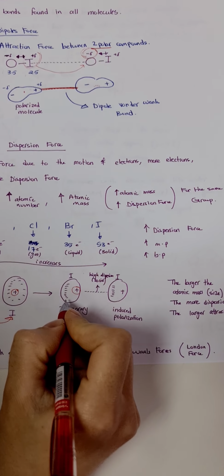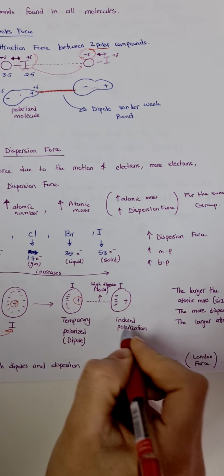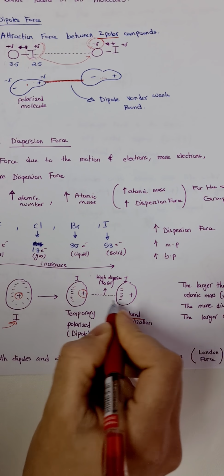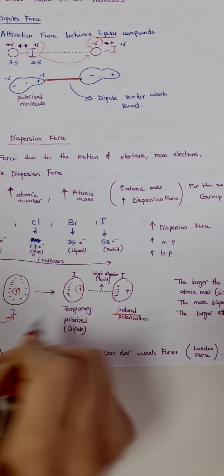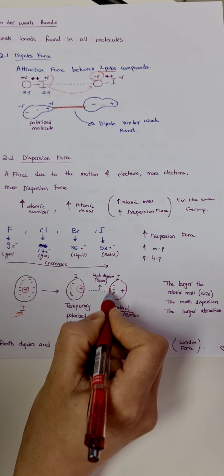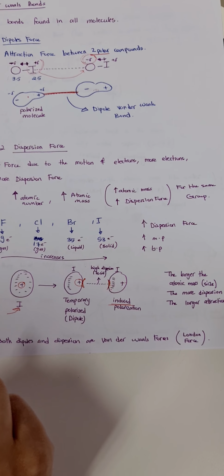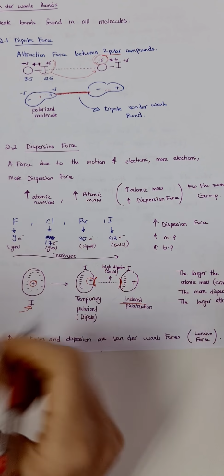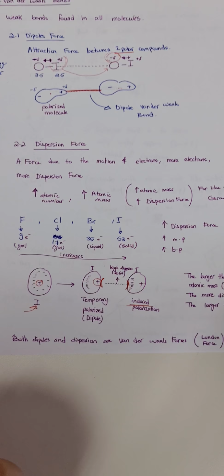When it becomes like this, it will attract another iodine atom, so it will make it induced polarized. It will be induced by this one. So the negative charges will be on this side and the positive on the other side. So here I have a certain dispersion force. How to determine the strength of the dispersion force? It's determined by the number of electrons. More electrons or more atomic mass or more atomic weight means more dispersion force.